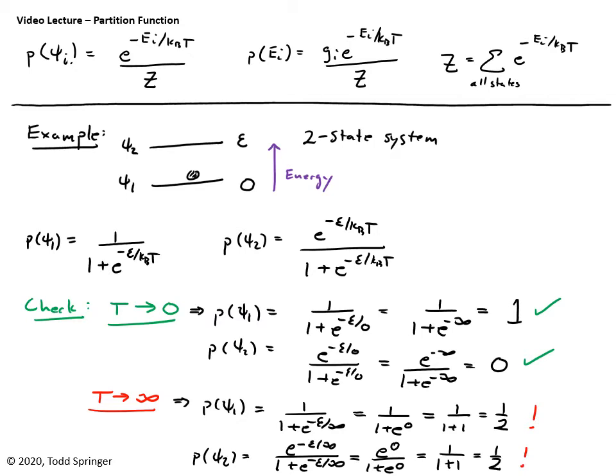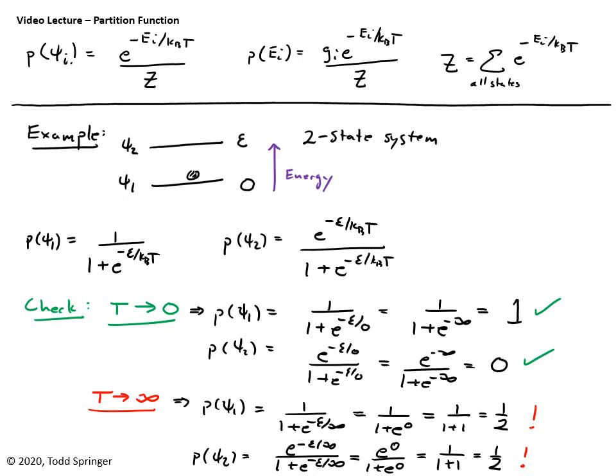I don't know, maybe you predicted this, but I certainly didn't the first time I saw it. I certainly thought that when temperature went to infinity that this atom would spend all of its time in the higher state. But in fact, it spends its time equally 50-50 in the lower state and the higher state. And the reason for that is that basically when you have so much available thermal energy, there's no barrier for that atom to go up to the higher state. It can do it very easily.